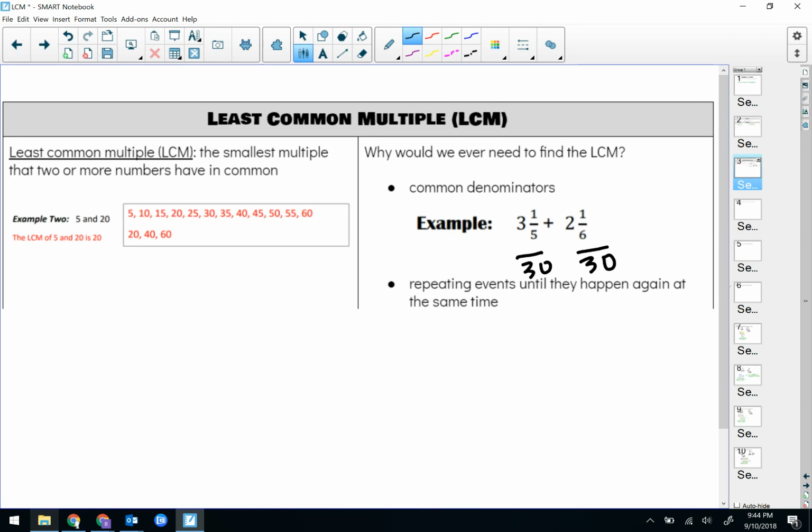The other thing, and this is what's going to apply to us, is when we are repeating events until they happen again at the same time. So this is where word problems are going to come in next week, where you're repeating something: every 5 minutes you do something and every 15 minutes you do something. When will you do it at the same time? Or you're getting paid every couple of weeks and someone else is getting paid every 3 weeks. When will you get paid at the same time? It just repeats over and over again. But we'll get to word problems next week.